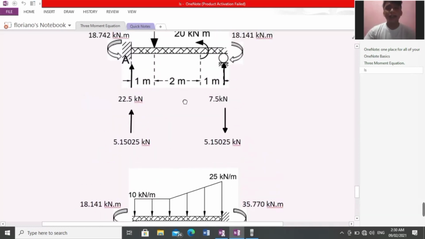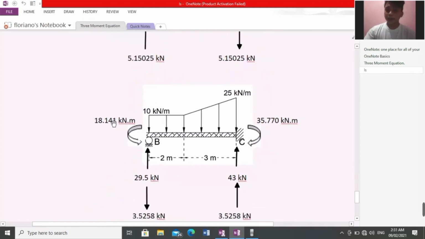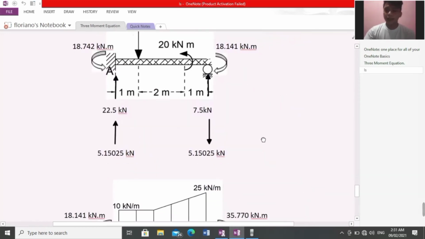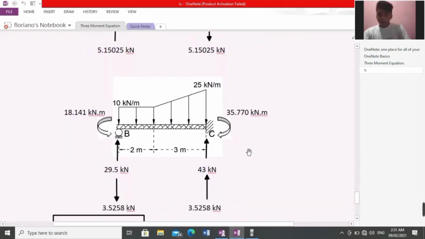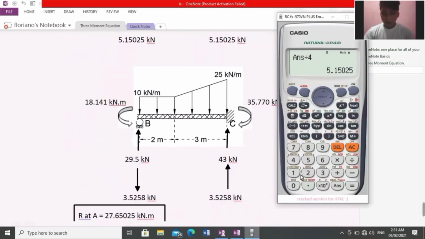So, di ba, yung nakuha natin sa M2 or in M3 is negative 18.141. So, negative siya, kaya siya ay counterclockwise. So, ito yung moment niya. So, dito naman sa kabila is 35.770. And negative siya, kaya naging clockwise din siya. So, ang unang kukumputin ulit natin is yung mga load. So, mag-moment tayo sa B, clockwise. So, lahat ng clockwise is yung unahin natin.